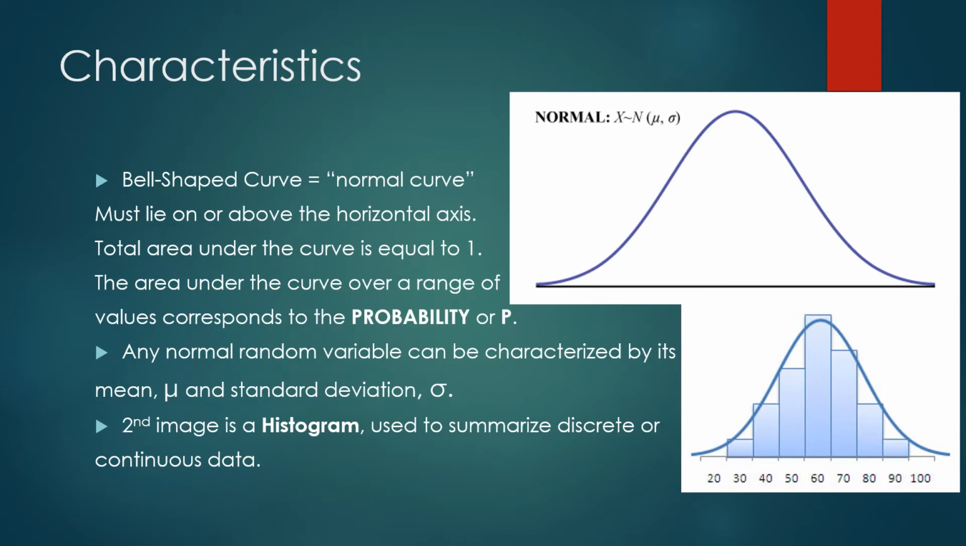The second image on the lower right is a histogram, and histograms are used to summarize discrete or continuous data. It is sort of like a bar chart, but there are no spaces in between.